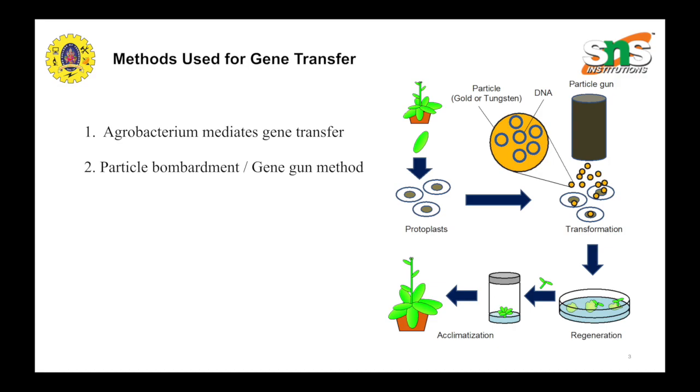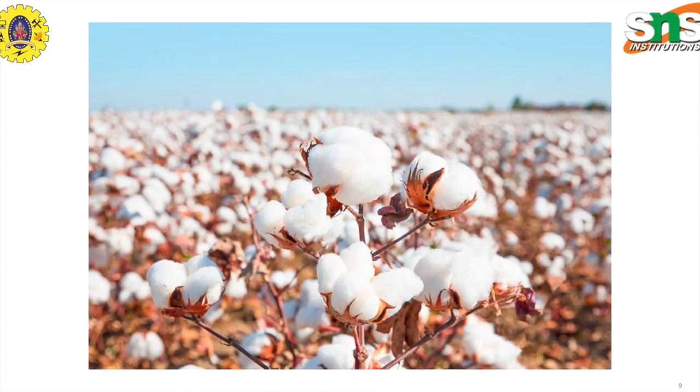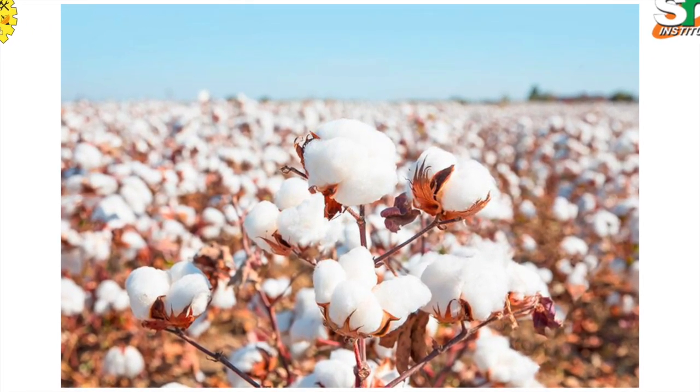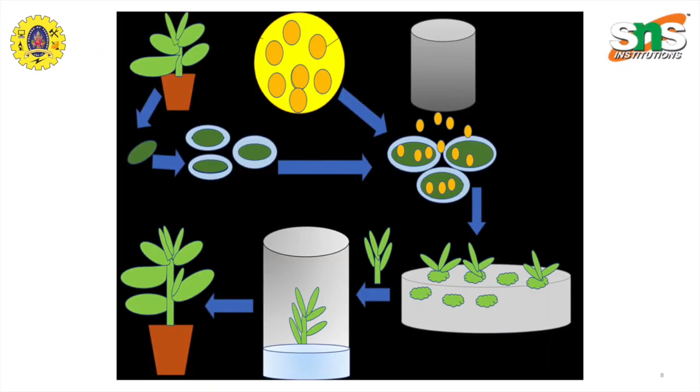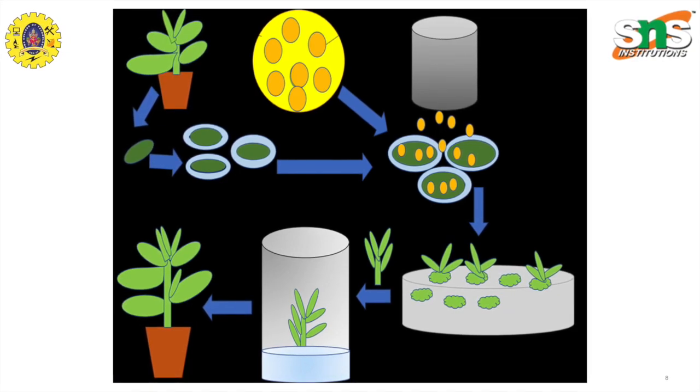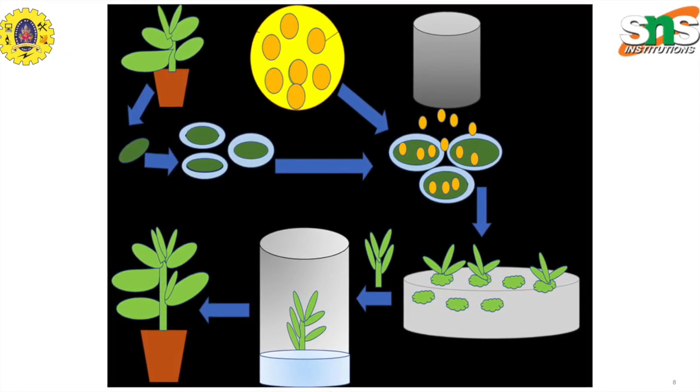Agrobacterium is a plant pathogen. It is also known to cause crown gall disease, which is nothing but the swelling in the plants just above the soil level. Once this bacterium infects the plant, it transfers its genetic material into it, which eventually gets incorporated into the plant genome.